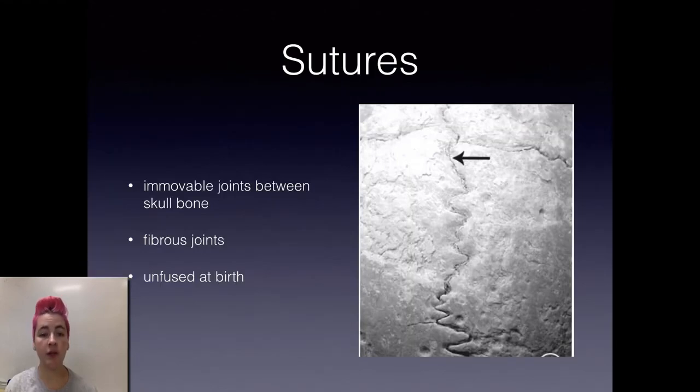Sutures are the joints between the skull bones. They are immovable joints. They're actually fibrous joints. There's fibers that kind of hold them together. When you are born, these are unfused, allowing your head to compress.